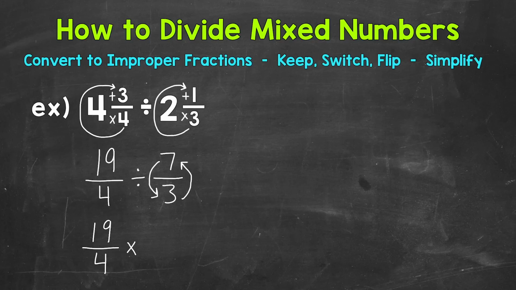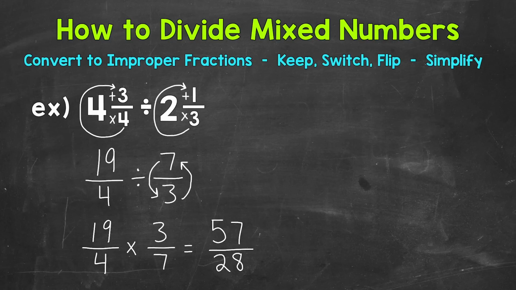This is called the reciprocal. So we have 3/7. Once we get to this point, we can multiply straight across. So numerator times numerator, and then denominator times denominator. Let's do the numerators first. So 19 times 3, that gives us 57. And then we have 4 times 7, which is 28. Now that's our answer as an improper fraction. We're going to convert it to a mixed number.